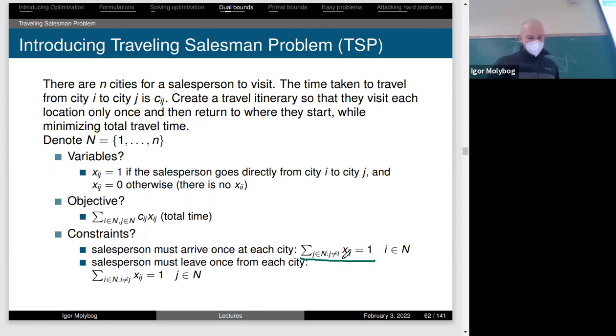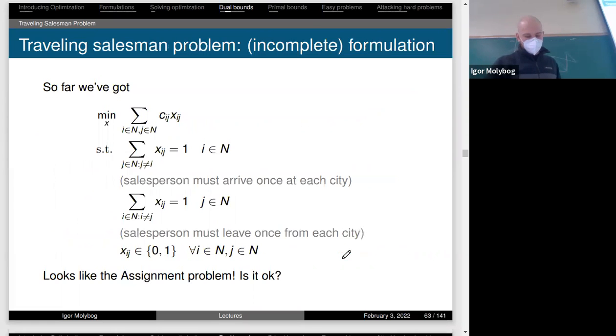The second constraint is that the salesperson must leave from each city. So this constraint is saying that for each node I, there is a single arc that goes from this node I and goes to some other city. In this case, anyway, it's going to be a city I that we go into from city J. Are these two constraints enough?